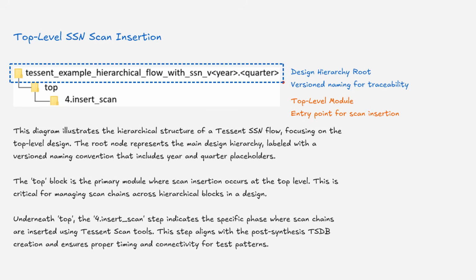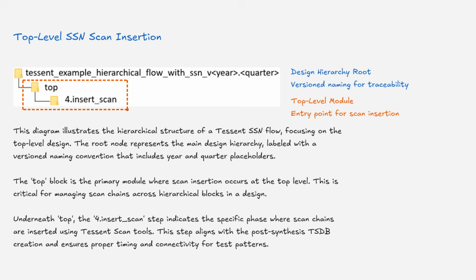This diagram illustrates the hierarchical structure of a Tessent SSN flow, focusing on the top-level design. The root node represents the main design hierarchy, labeled with a version naming convention that includes year and quarter placeholders. The top block is the primary module where scan insertion occurs at the top level. This is critical for managing scan chains across hierarchical blocks in a design.